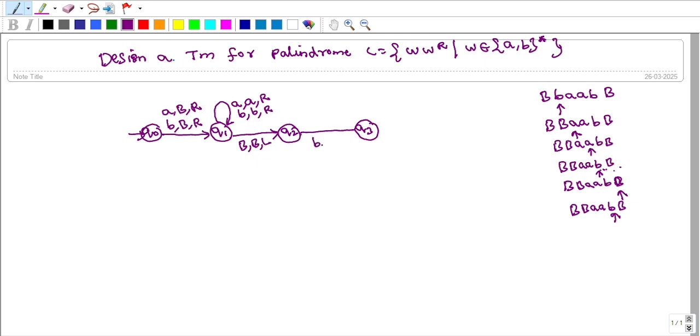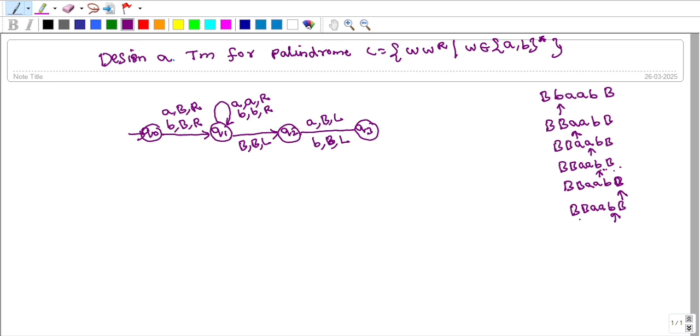So B is replaced by capital B. B is replaced by capital B, move on the left. There is also a possibility that B can also be A here. If it is also A, it is replaced by capital B, move on the left. So in this case, there is no need to use two different symbols here. We can replace them by a uniform symbol itself.